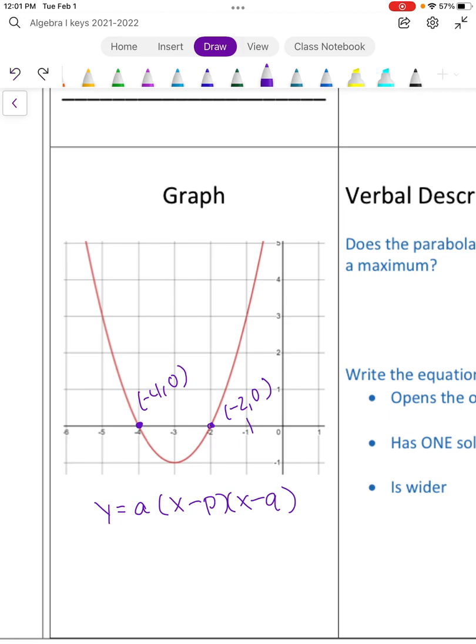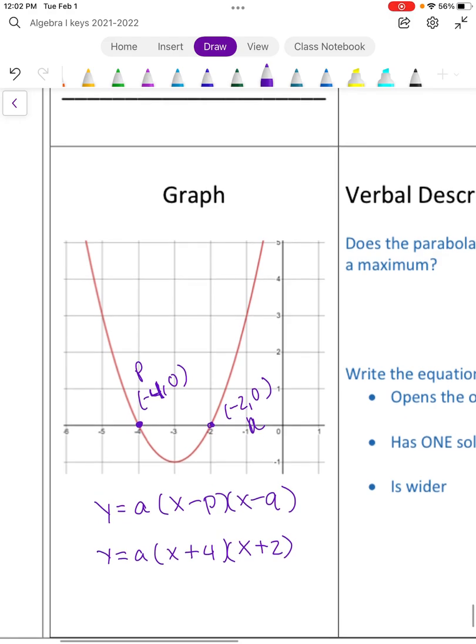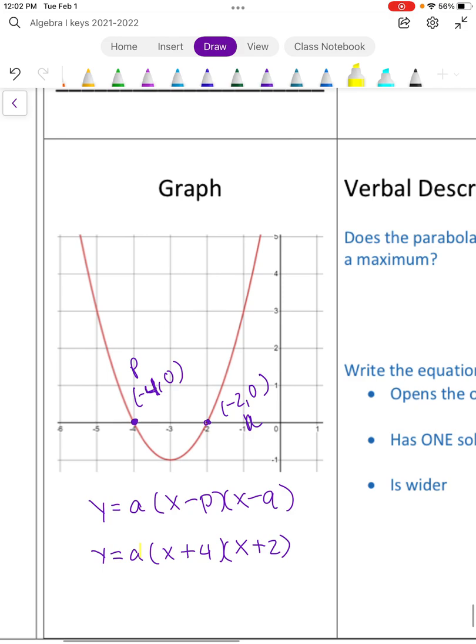So I'm going to let this be p and this be q. It doesn't really matter, this can be p, this can be q. So that tells us that we've got x plus 4 times x plus 2. Notice that the signs flip. If our solution is -4, then our factor is +4. So we have most of our equation, but we still need to find a.